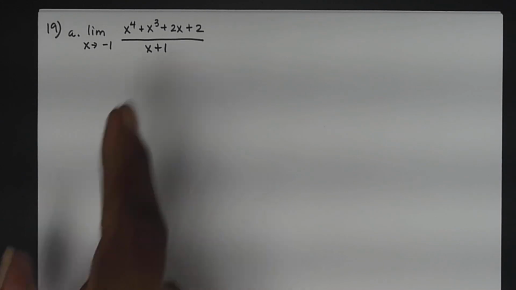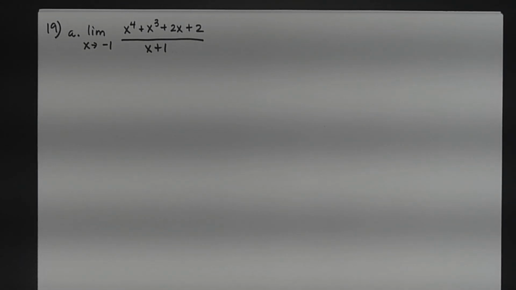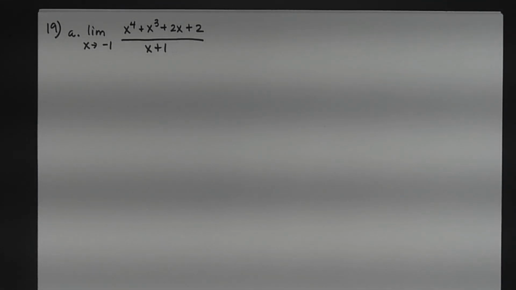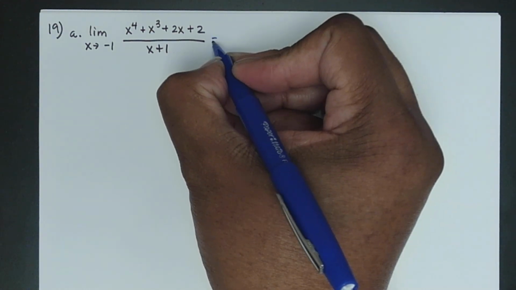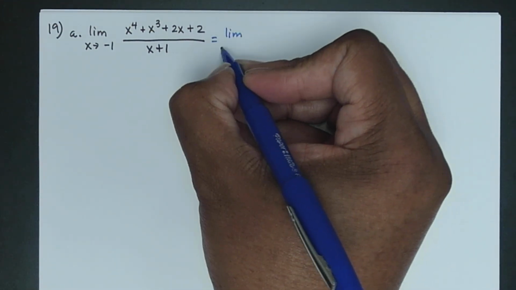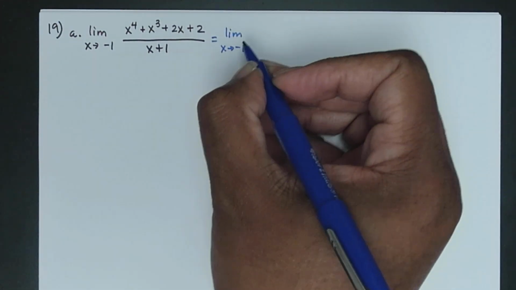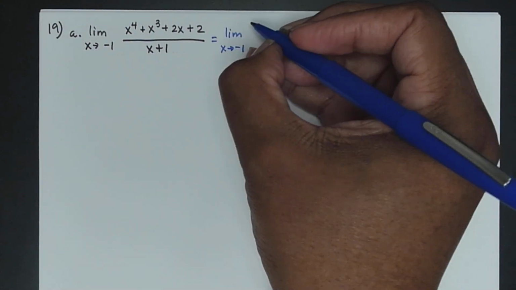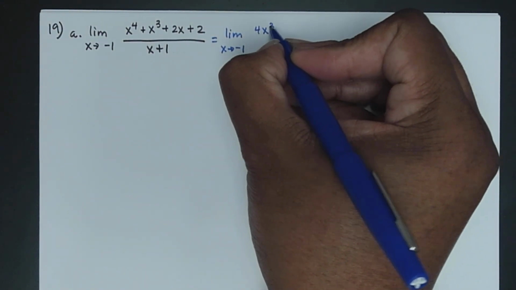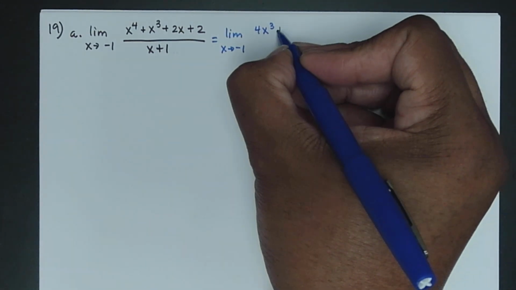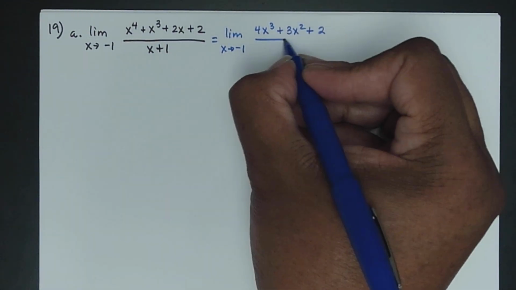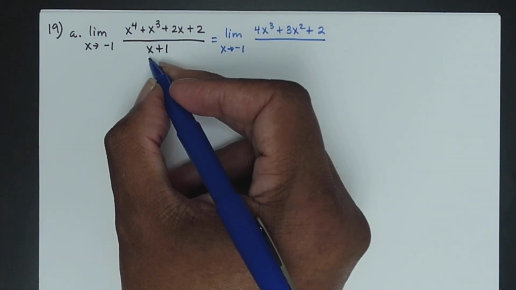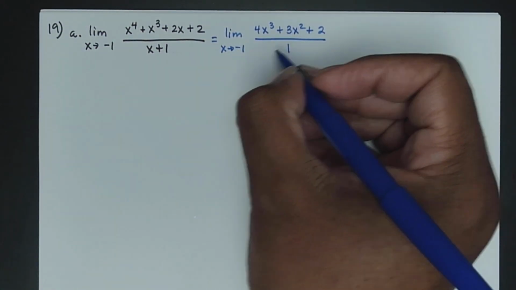So I get a 0 over 0 situation, meaning I must use L'Hopital's rule by taking the derivative of the numerator and the derivative of the denominator until I'm able to do direct substitution. So I'm going to bring the limit over as x approaches negative 1. The derivative of x to the 4th is 4x cubed. The derivative of x cubed is 3x squared, plus the derivative of 2x is 2, divided by the derivative of the denominator. The derivative of x is 1.